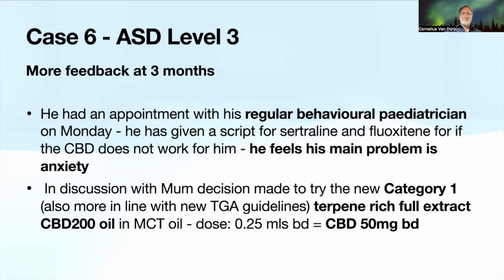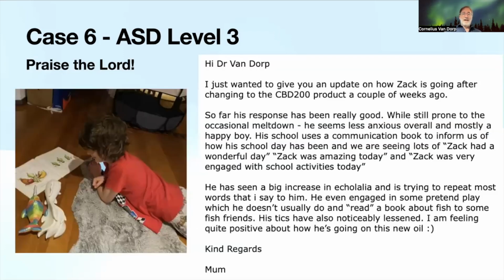So in discussion with Mum, we decided to try the new category 1 terpene-rich full extract CBD 200 oil and MCT. That's a little bit of about 1 to 1.9 THC. Started at CBD 50 milligrams twice a day. And about a couple of weeks later, I got an email from Mum, praise the Lord.